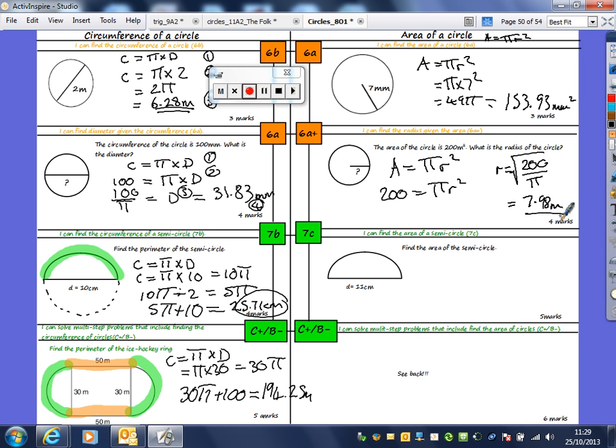Yes, Charlotte? What does square root mean? So, you know when you square something, you do 5 times 5 is 25. The square root of 25 is what times by itself gets you to 25. So 5 is the square root of 25. Okay? We can focus on that. We'll do some work on that if you want to come after school. We can look at square rooting. Alright?